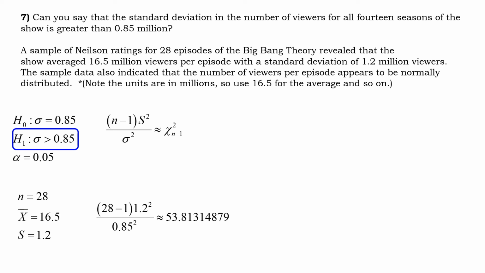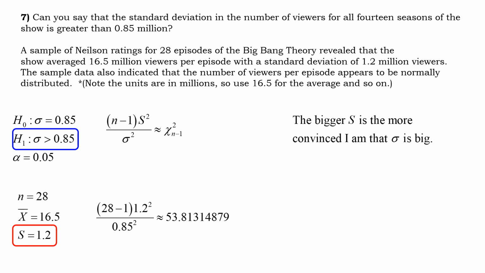Alternative hypothesis is what I'm trying to be convinced of. So you want to convince me sigma is bigger than 0.85. S needs to be big. The sample has to have a high standard deviation for me to believe the population has a high standard deviation. And the bigger S is, the more convinced I will be that sigma is big. The higher the sample standard deviation, the more convinced I get the population also has a high standard deviation. So big values of S are what we would consider in this scenario more convincing data.